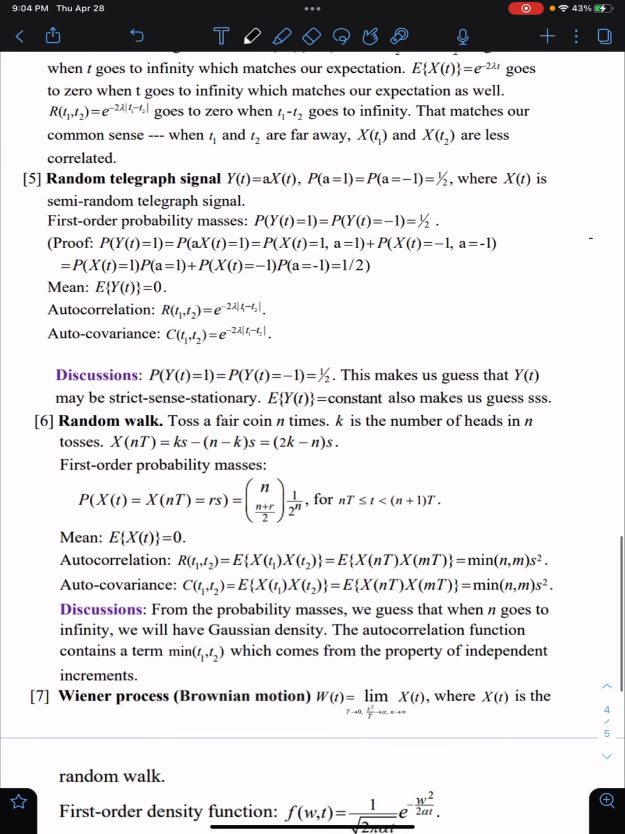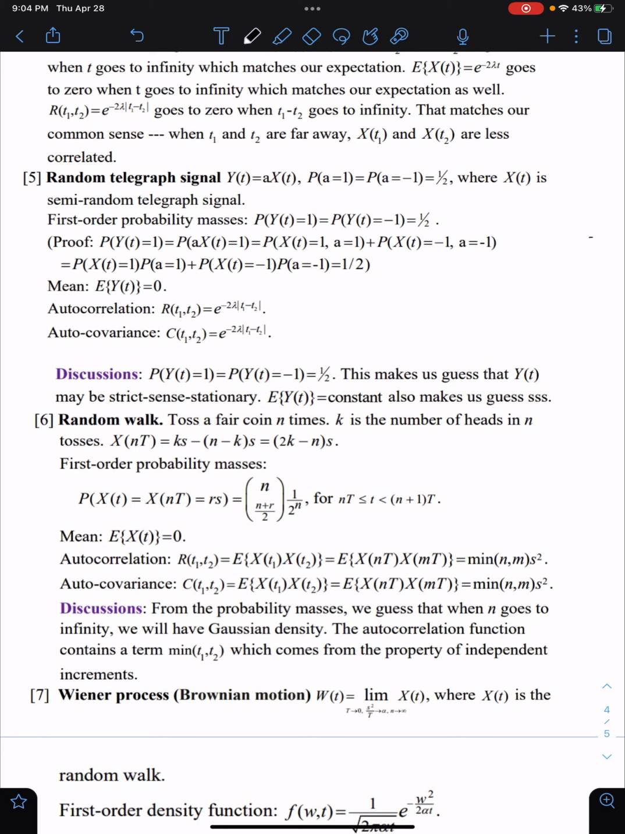And what's next? We are going to discuss the random telegraph signal, big Yt equals A times big Xt. And the probability of A equals 1 equals the probability of A equals minus 1 equals 1 over 2, which we can define as a fair coin. And where Xt is the semi-random telegraph signal, like we discussed above.